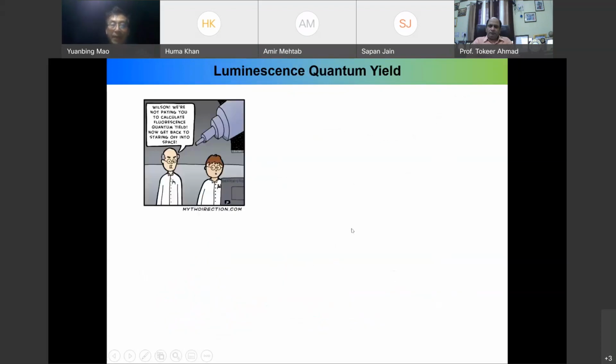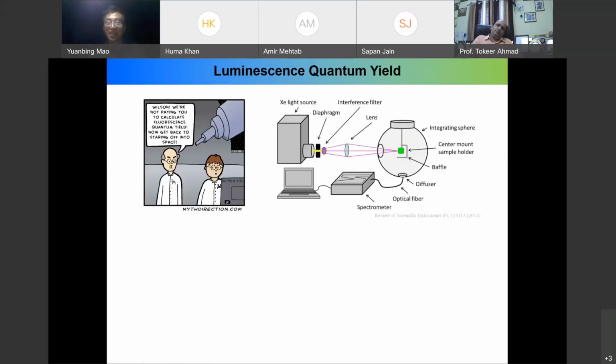The next thing is luminescence quantum yield. For a lot of us, when we hear about quantum, it normally means it's complicated, but we'll see what it is. Quantum yield is a very important parameter, but it's not too difficult to take the measurements.